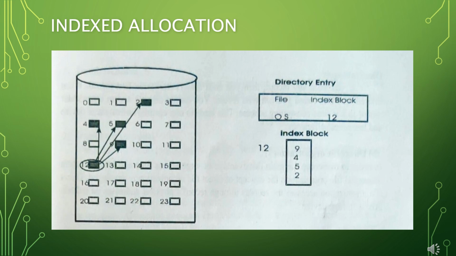Here the index block is 12. It is specified in the directory entry, and each file pointer will again return to the index block to refer to the other file pointer. For example, if the index block is 12 and I want to move to 9, I will jump again to index block 12 and then see where the 9th file block is located. In the same way, to locate the 4th block, I have to come back to index block 12, and from index block 12 I will get the block for 4. Same way for 5 and 2.